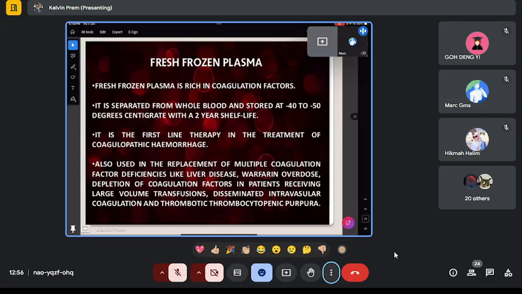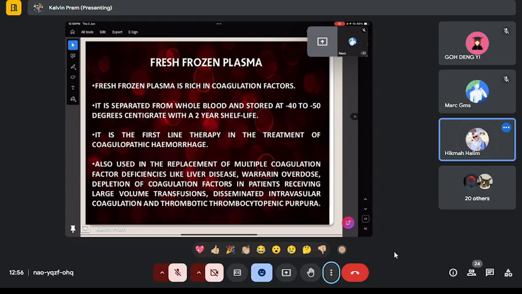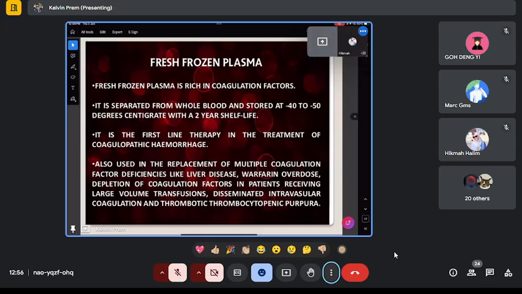Anyone? Do you all know about the coagulation factors? 12 is it, doctor? Yes, correct. It's 12. So this goes back to the coagulation cascade. If you can Google your coagulation cascade, you can see all the coagulation factors and where they work upon.